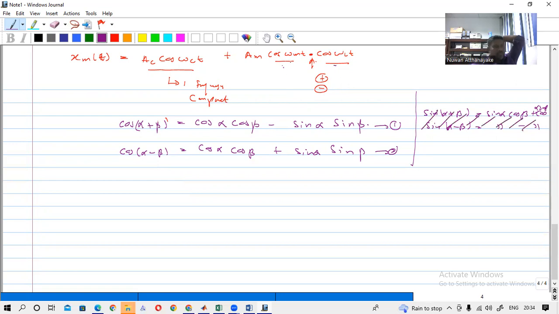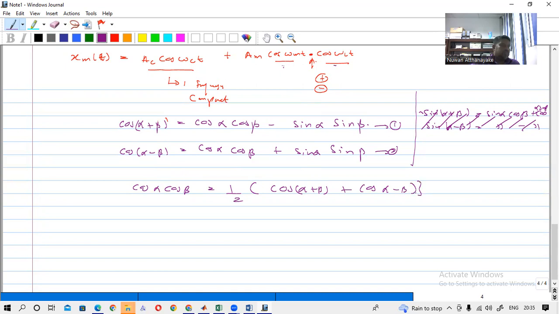So if you have cos and sin terms, you can use this identity and convert it again to separate sin and cos terms. Now we have to use this identity. If you add them together, you can see that the sin terms cancel out, and you will have cos alpha cos beta equal to half of cos(alpha plus beta) plus cos(alpha minus beta).